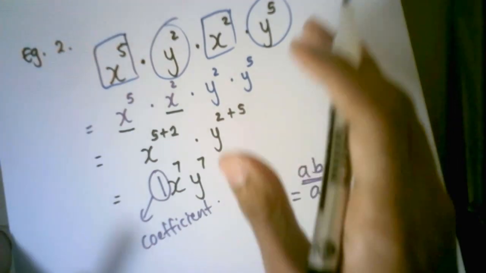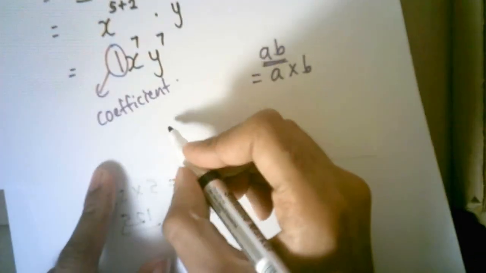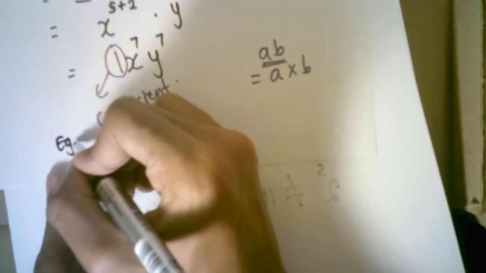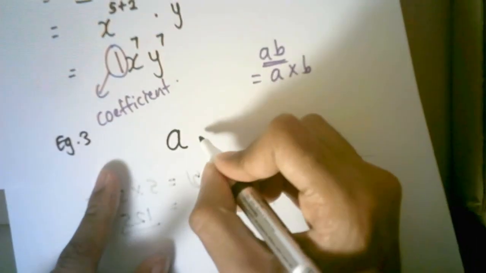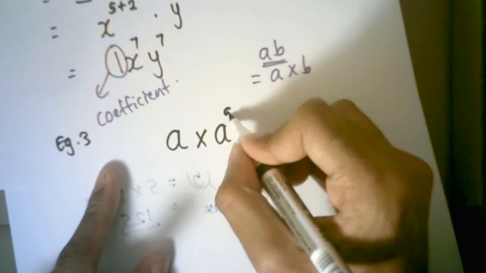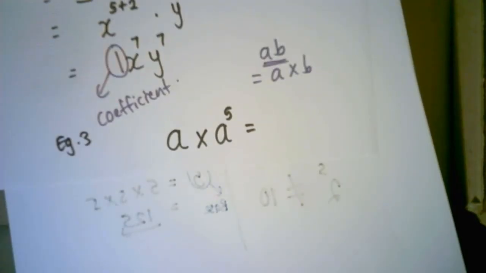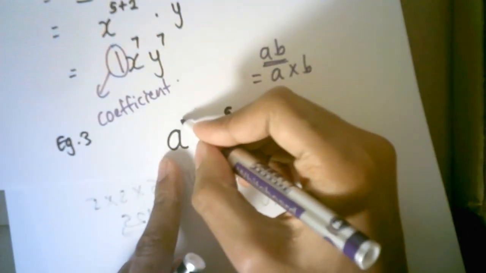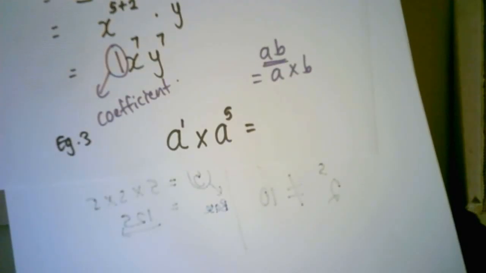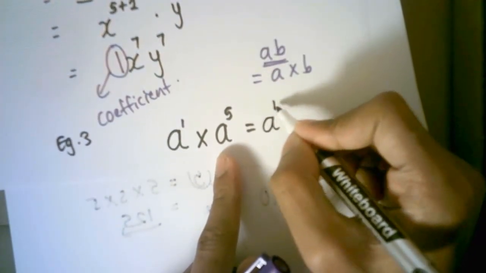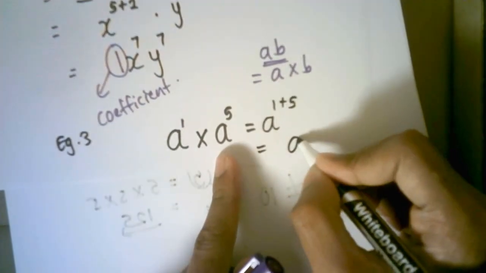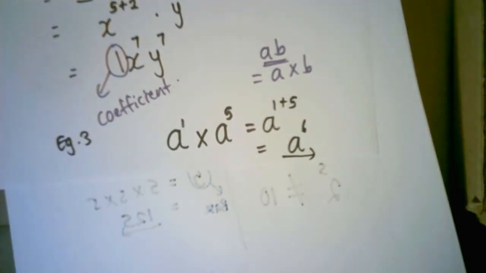But that being said, I just want to quickly explain one more thing. Let's look at example 3, the last example, and then we move on. I have a times a raised to the power of 5. And I ask you, what is this equal to? Now, we should not forget that there's an invisible exponent on the a. This is a raised to the power of 1. So now I can apply the first law. When multiplying and the bases are the same, we add the exponents together. So this is a raised to the power of 1 plus 5, which is equal to a raised to the power of 6, and that's your final answer from there.